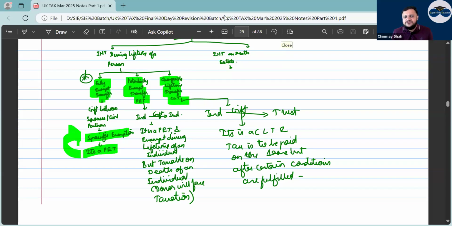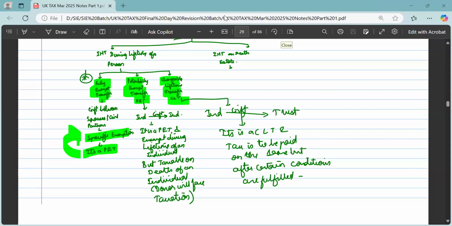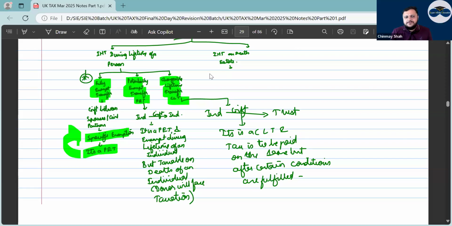I have given these notes to you yesterday only. I hope you have these notes. Yes, sir. So PETs, CLTs: potentially exempt transfers and chargeable lifetime transfers. CLT is an individual gifting anything to a trust, and in lifetime it will be taxed, but after going through the test of specific exemption and annual exemption. There are two types of exemptions.